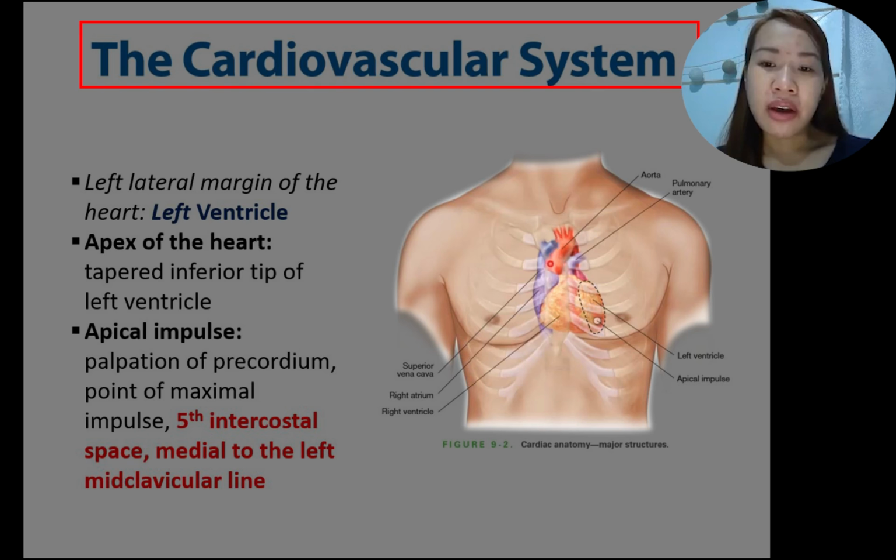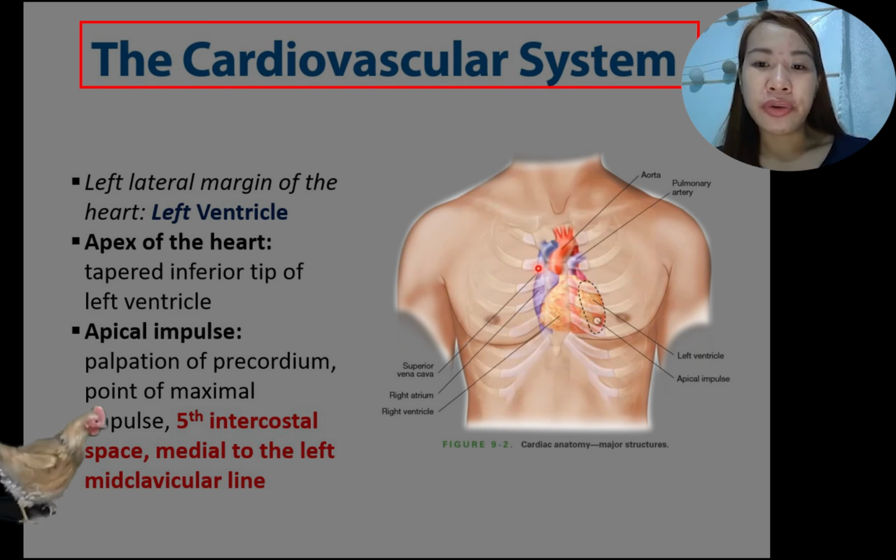Now, class, above the heart lie our great vessels. We have here the pulmonary artery, the aorta, and the superior and inferior vena cava, which drain blood to the right atrium.